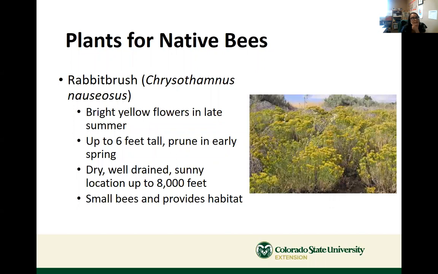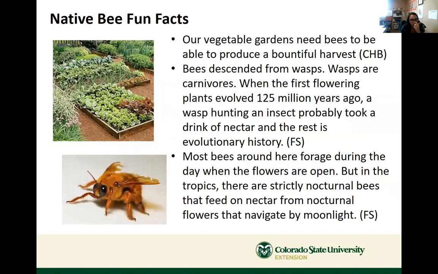Rabbit brush. This is one that is native in Pueblo. If you live in Pueblo, particularly Pueblo West, you've seen rabbit brush for sure. It has these bright yellow flowers in late summer. It also provides habitat, and they do make it in a dwarf variety. It can be pretty large, the normal variety, but they make a dwarf variety that is great, and it can fit better into a smaller garden.